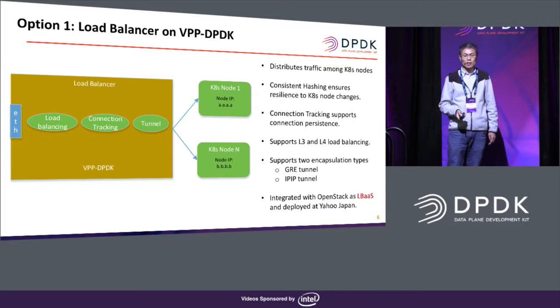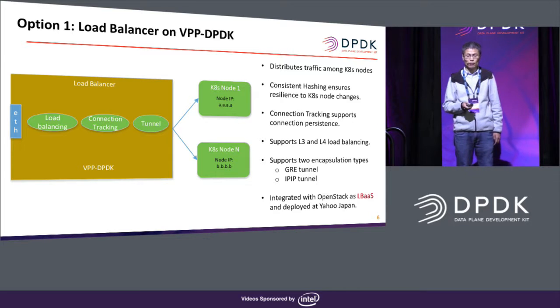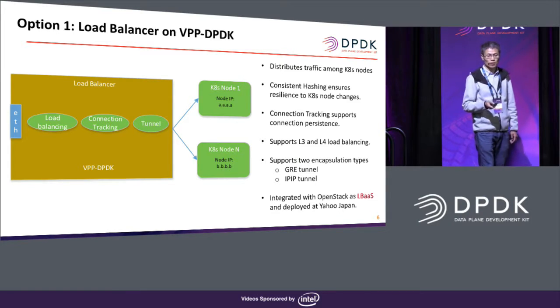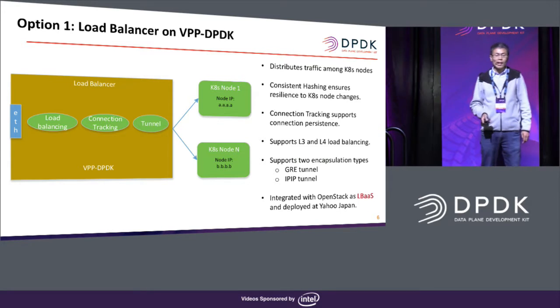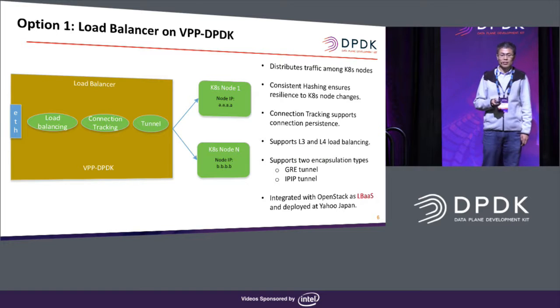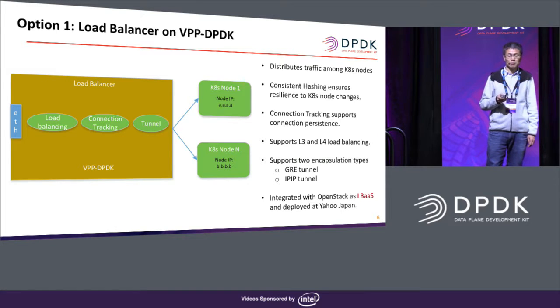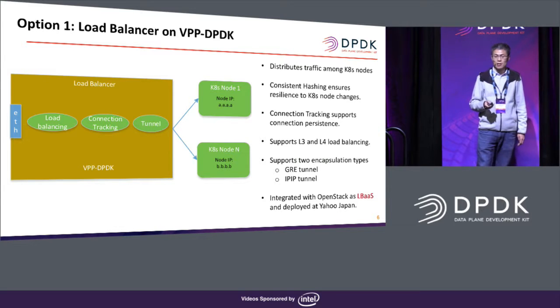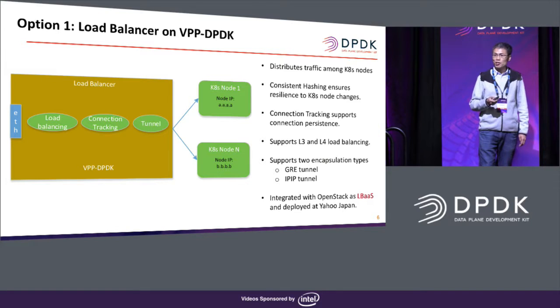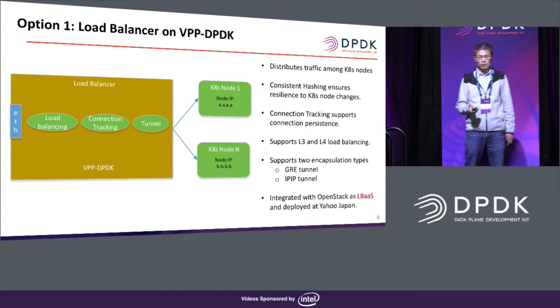Currently, we can support layer 3 and layer 4 load balancing, and we can support 2 different encapsulation types, such as GRE and IP-IP tunnel. And the good news is that this load balancing has been integrated with OpenStack, working as a load balancer as a service by Yahoo Japan and Intel, and it was published at the Tokyo University last month.